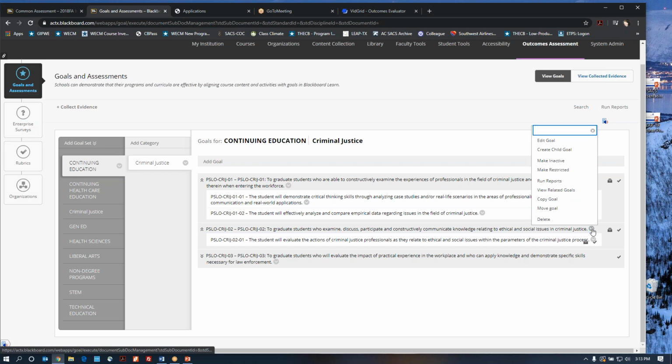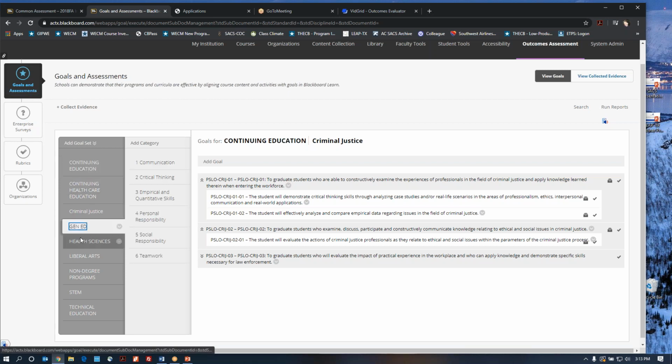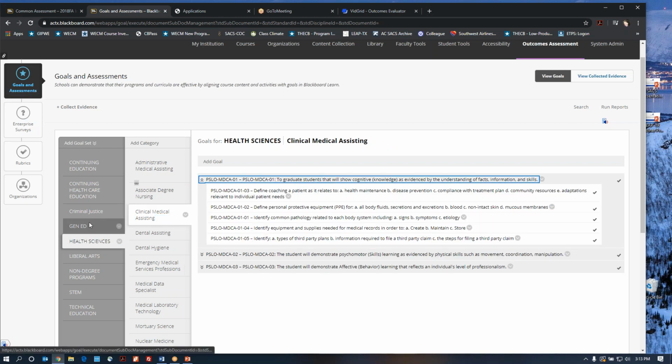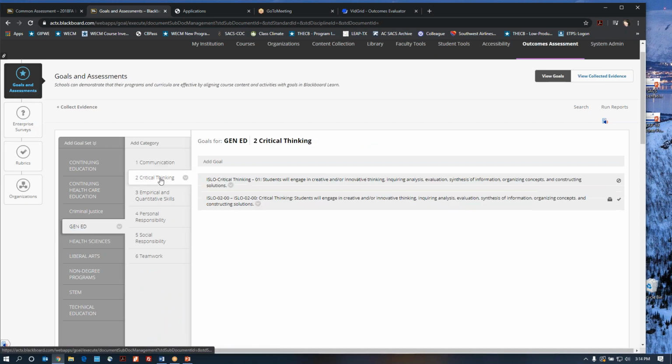And so this is how we set it up in this tool to be able to measure the goals and those specific learning outcomes by division and then by department. So here's health sciences, and then we've got all of the departments here with their goals and learning outcomes. And then we've got a specific one just for general education where we've got those 6 competencies. And those are set up in here as learning outcomes.